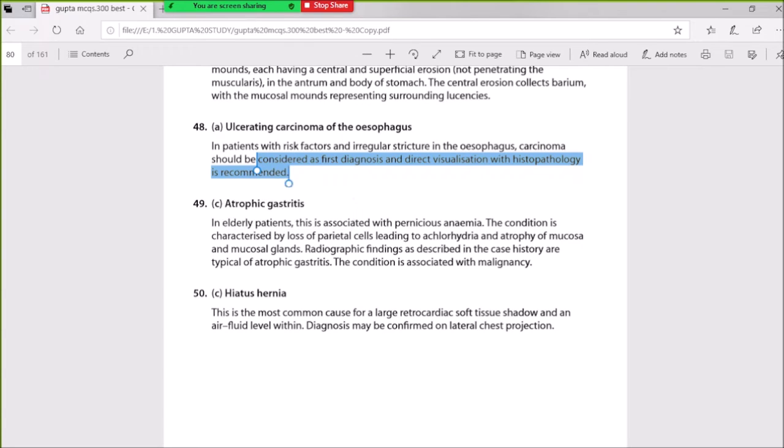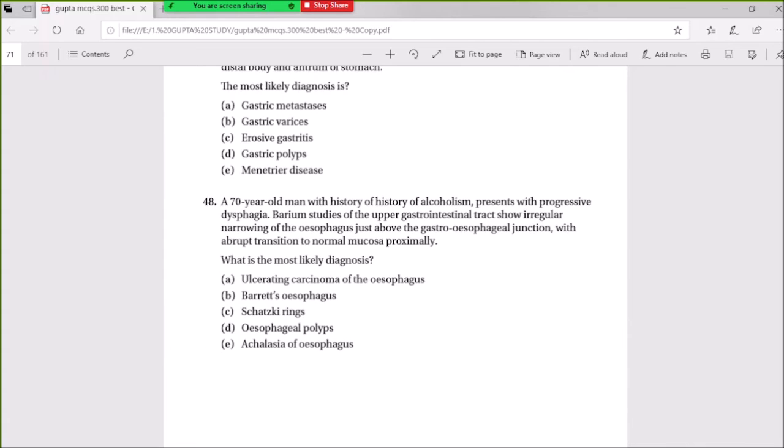Because he has alcoholism as a risk factor and there is an irregular stricture in the esophagus. A 70-year-old man with a history of alcoholism and progressive dysphagia, and barium studies of the upper gastrointestinal tract show irregular narrowing of the esophagus just above the gastroesophageal junction with an abrupt transition to normal mucosa. Diagnosis: ulcerating carcinoma of the esophagus.